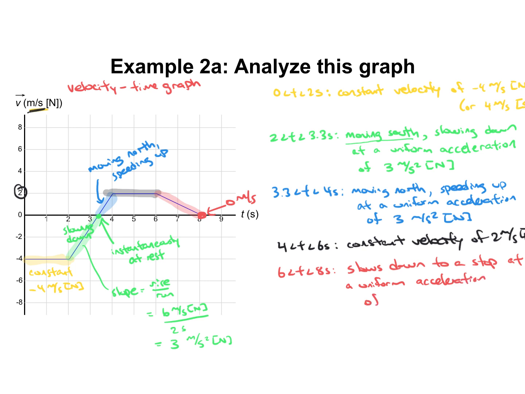And I'm going to calculate the value of that acceleration with the slope. So rise over run. The rise is -2. It went from 2 down to 0. So the rise is -2. And the run from 6 to 8 seconds is 2 seconds. So -2 over 2 is -1. Okay, so that is how to analyze a velocity time graph.